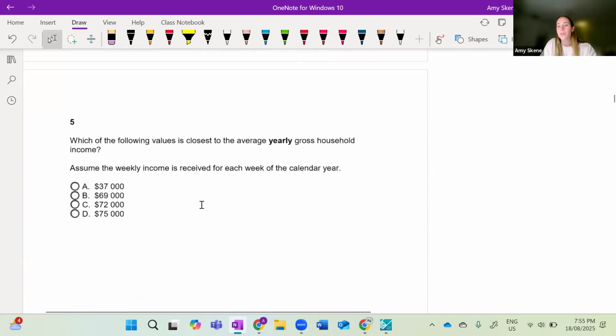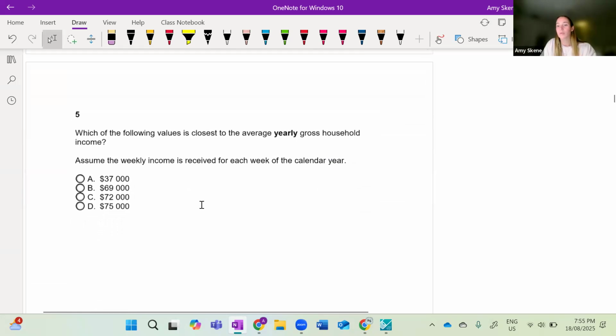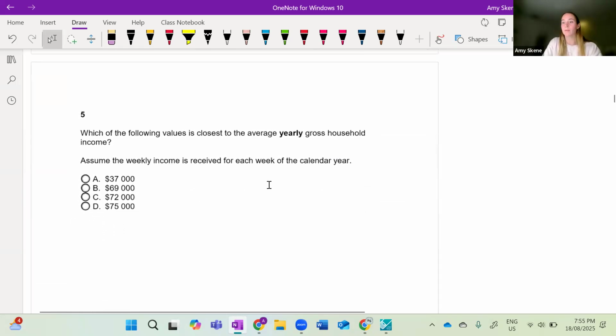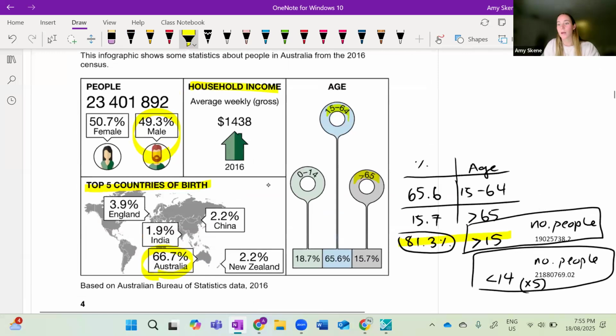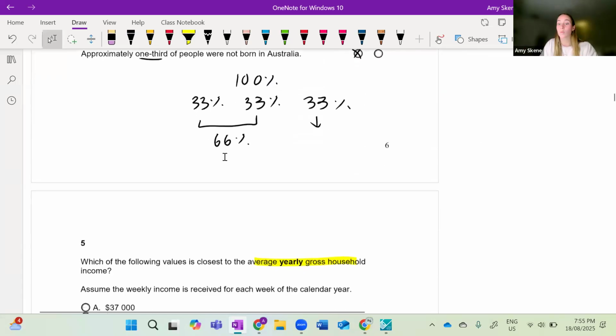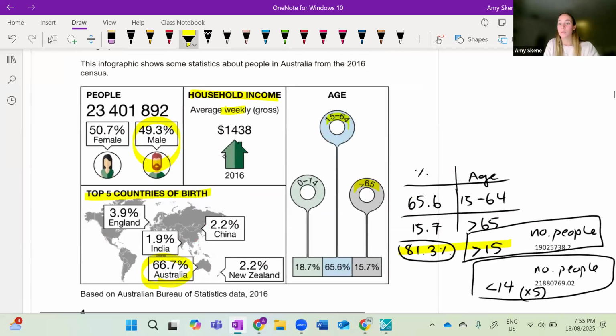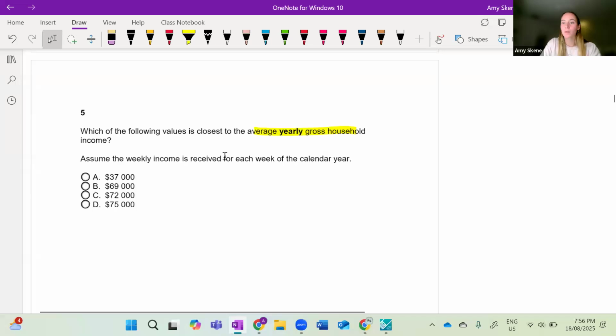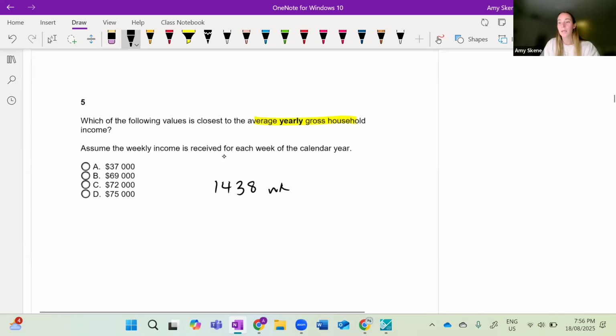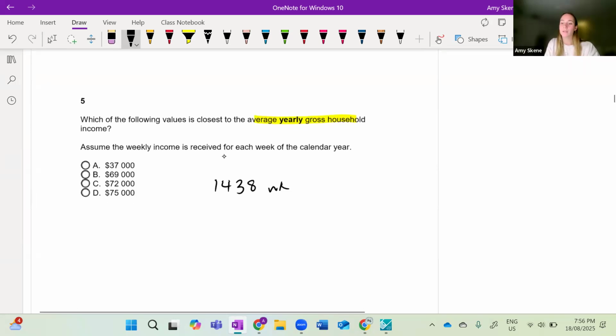Which of the following values is closest to the average yearly gross household income? So average yearly gross household income. The income I've noticed is the last box we haven't used yet, 1,438, and that's weekly. So I'll zoom back up, sorry, it's weekly, 1,438. So I'm just going to write 1,438, and that's weekly, just so it's prompting my memory. The average yearly is what we have to calculate.